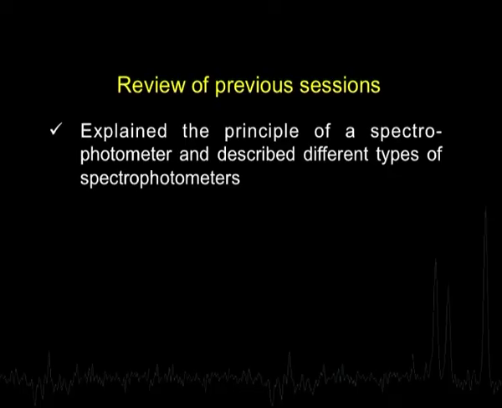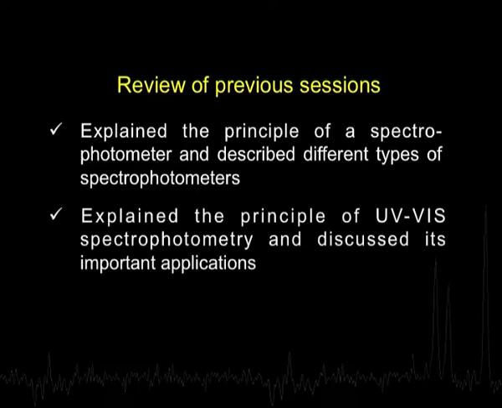Thereafter, we took up the principle of spectrophotometer, that is, what is a spectrophotometer, because to make a measurement we need a device, that is called a spectrophotometer. So, we talked about the principle of spectrophotometer and described different types of spectrophotometers. Thereafter, towards the end, we explained the principle of UV visible spectrophotometry, that is, how do I apply this UV visible spectrum to different kinds of applications. So, that is all what we have done so far.